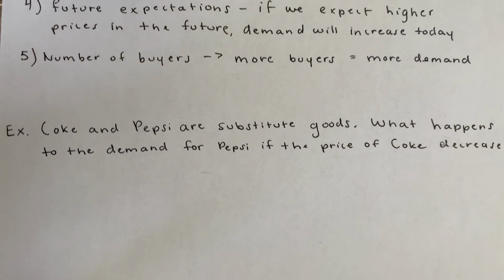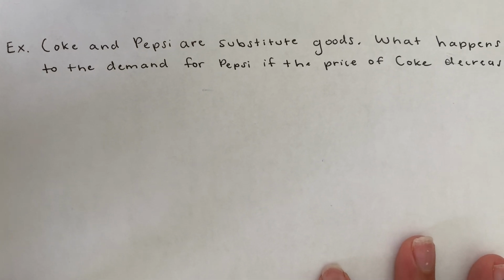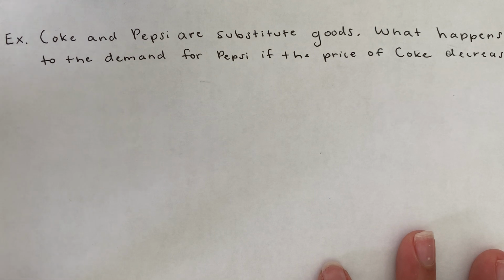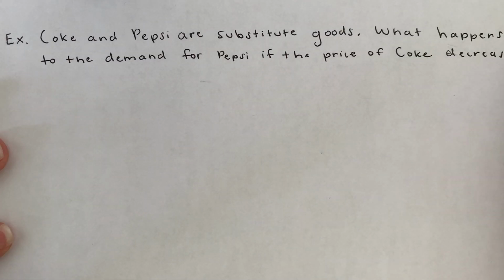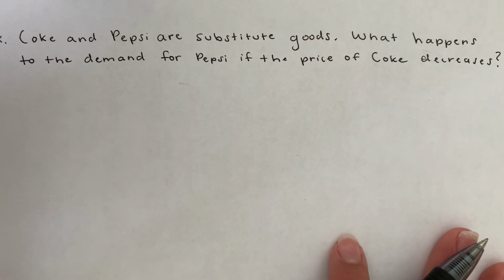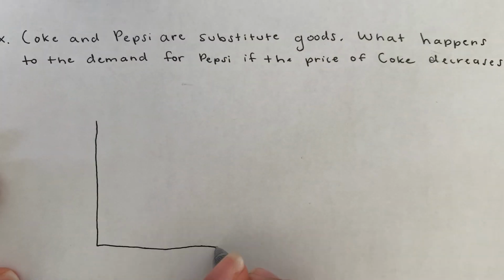Okay, so for example, Coke and Pepsi are substitute goods. What happens to the demand for Pepsi if the price of Coke decreases? Here we go. Okay, so let's start by drawing the two graphs for both of these goods.